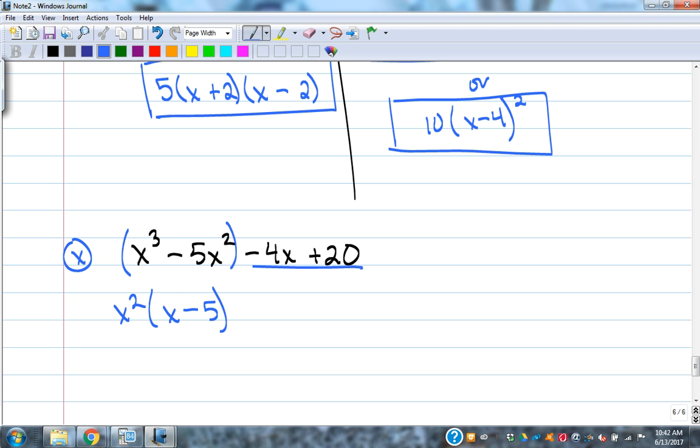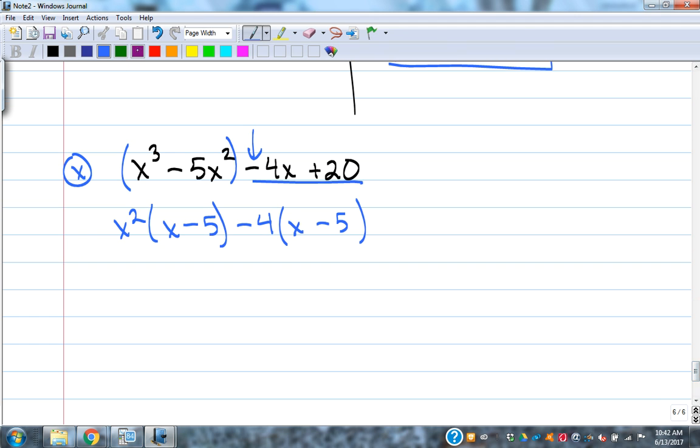And what should I pull out of the second one then? Negative 4. Negative because of that sign right there, and 4 because that's the GCF. What's that leave in parentheses there? Another x minus 5. That means I did it right. The next thing will be my factors. X minus 5 and x squared minus 4.